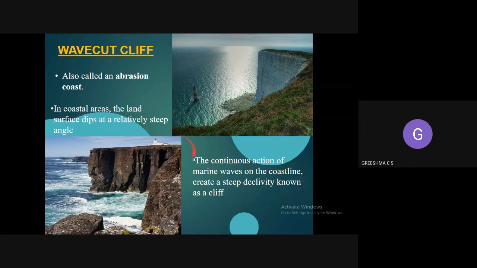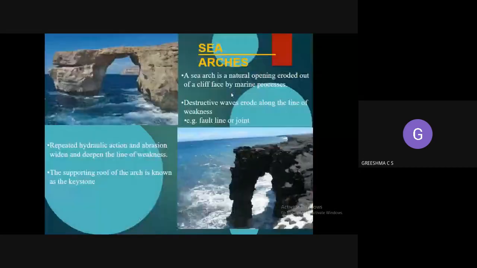Okay, so this type of formation is called a cliff. See in this picture. This picture is very clear. So this is a huge rock mass. It is very straight, almost vertical, and also very high, which is formed by the wave action. So how is it formed? It is formed by the wave action. So what is happening?